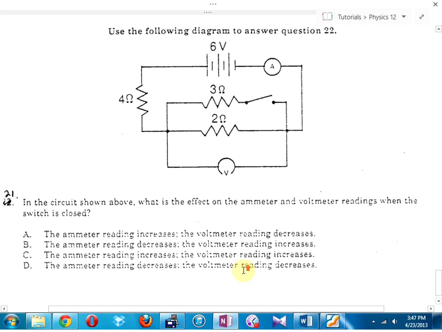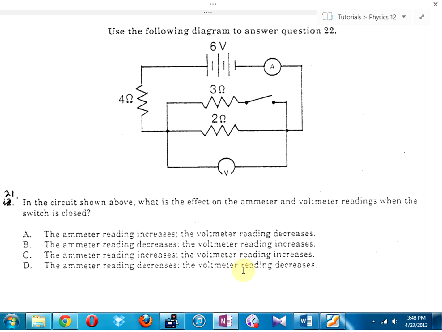Let's just, how about Jake? You help me along with this one, okay? Jake, my friend, can you read the question to me, please? Starting with, not the instructions where it says use the following, but in the circuit shown above. What is the effect on the ammeter? Stop. Where's the ammeter? Okay, up there next to the 6 volt. Keep going. And the voltmeter readings when the switch is closed.